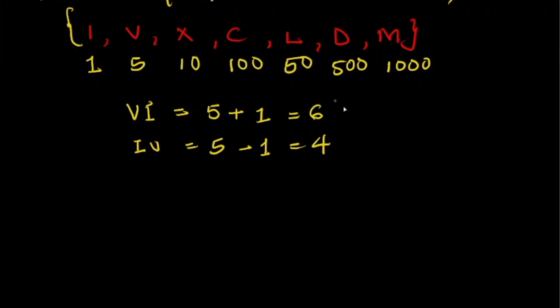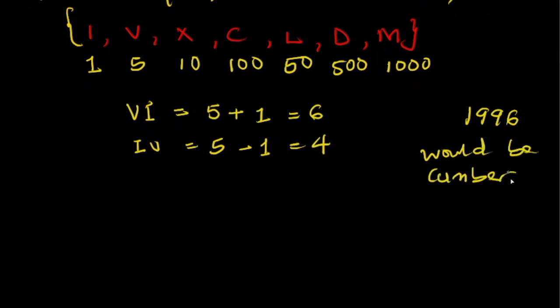But this was very cumbersome. For instance, if you want to write a large number like 1996, it will be cumbersome, stressful, even exhausting. Still, the Romans were smart, because the system before them was the unary system.